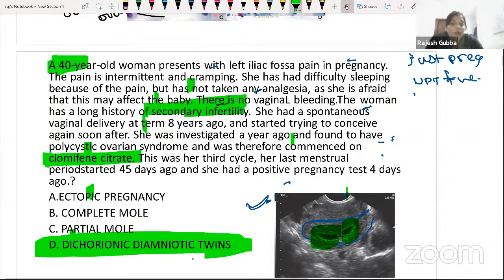Did you understand how the question and the image can be interpreted? There are plenty of clues which they give in the question to come to your diagnosis. Okay, right. So let's go to the next question.